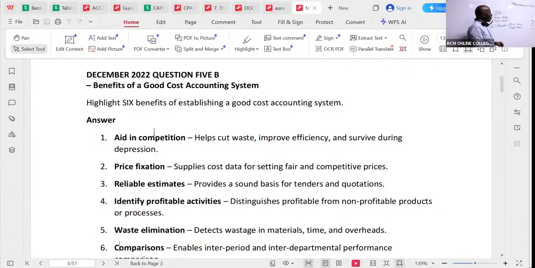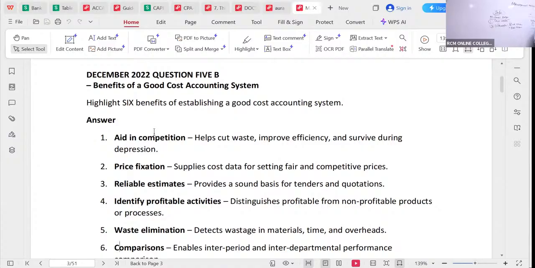All right, so this is the concept of management accounting. We need systems which ensure that we are cost leaders. Number 2, if we have a cost accounting system, price fixation will never be an issue. It supplies cost data for setting fair and competitive prices. Reliable estimates, because of the concept of budgeting, and the setting up of quotations.